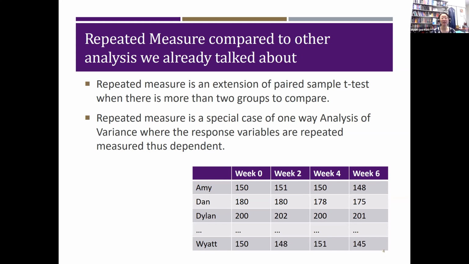So the hypothesis test for repeated measure is testing whether all the group means are the same, versus the alternative hypothesis, which is that at least one of the means is different, when, again, the response variable is repeatedly measured.